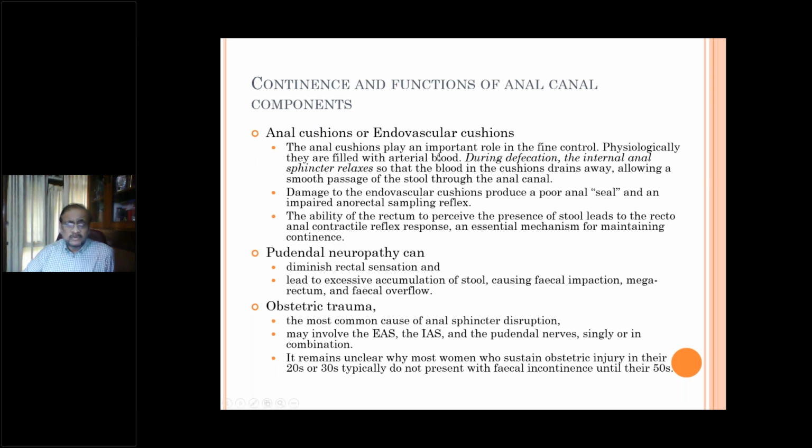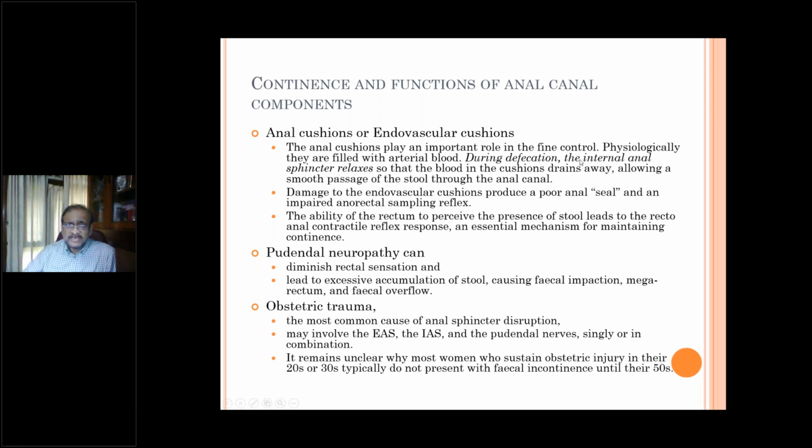Now, the anal cushion, the endovascular cushion, I just now told you, makes a watertight chamber. And during defecation, what happens? When you want to defecate, you have an opportune moment. Now what's going to happen? The internal sphincter relaxes. As soon as it relaxes, it drains the veins from the cushions. The venous blood from the cushion drains out. So what happens to the cushion? They collapse. What happens to the columns of Morgagni? They collapse. So when they collapse, the lumen becomes patent.